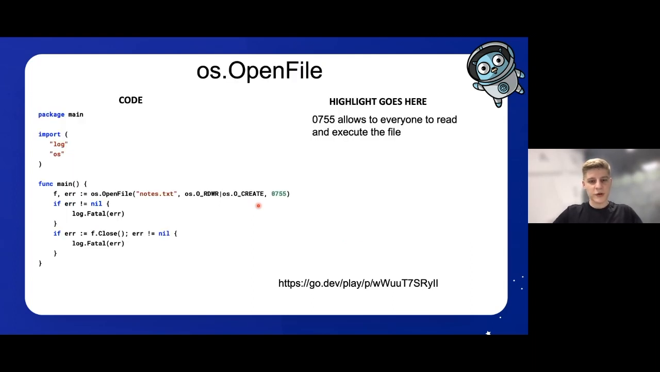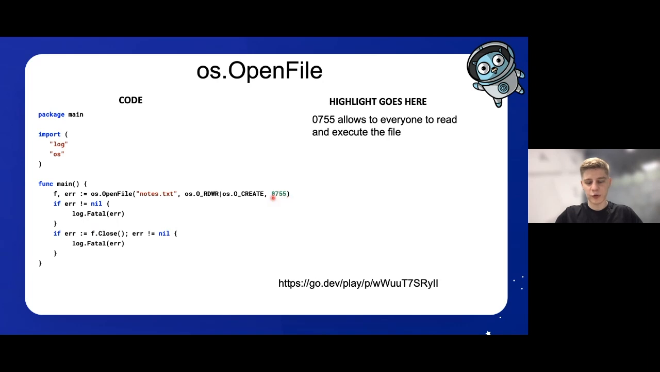Cool. The first is open file. What we do here, we have some file with notes, and we want to open this file or create a new one. And we mention it here. So O_RDWR means that we want to read from this file or write to this file. And here we said, in case it doesn't exist, we want to create a new one. And here are the permissions that we set.